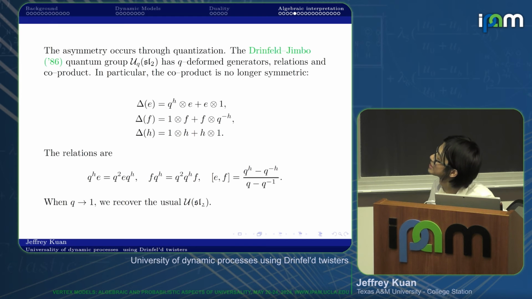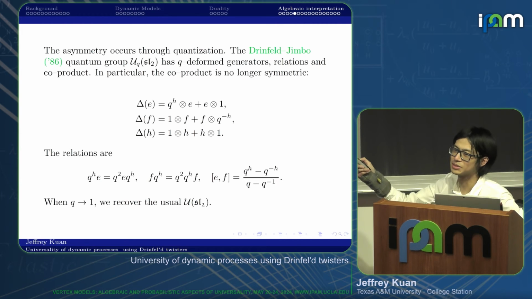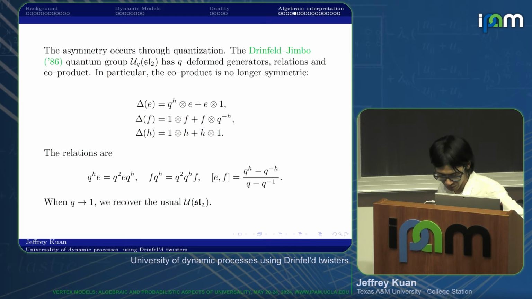As a historical side tangent, Tom Liggett, who was at UCLA and recently passed away, told me that back in the day, he and collaborators tried to find duality for asymmetric exclusion processes and weren't able to find it. I guess part of the reason is that quantum groups didn't exist way back then. But anyway, back to math.